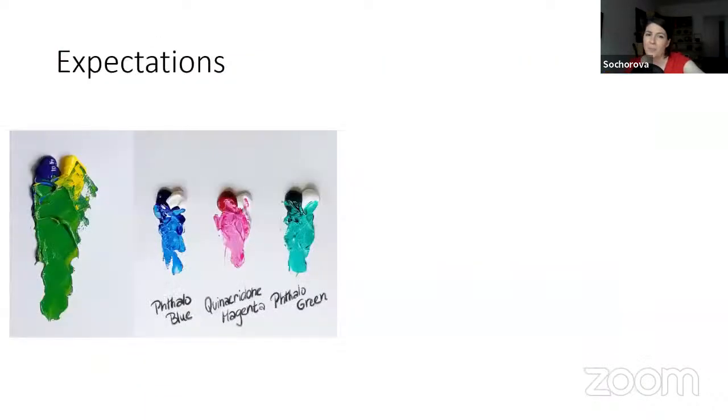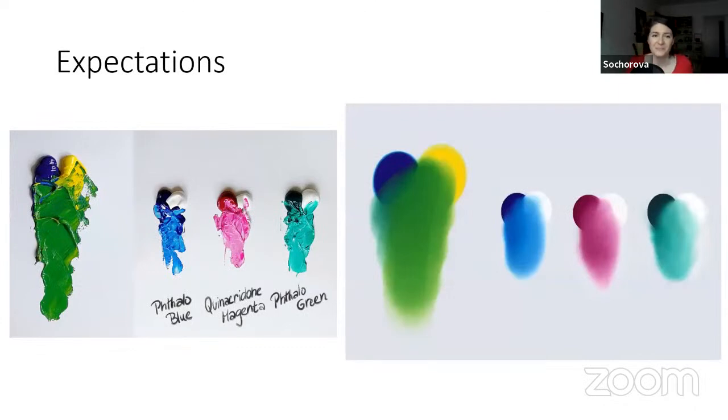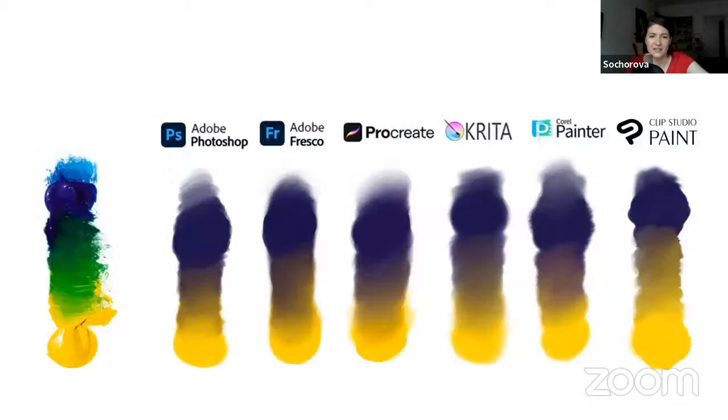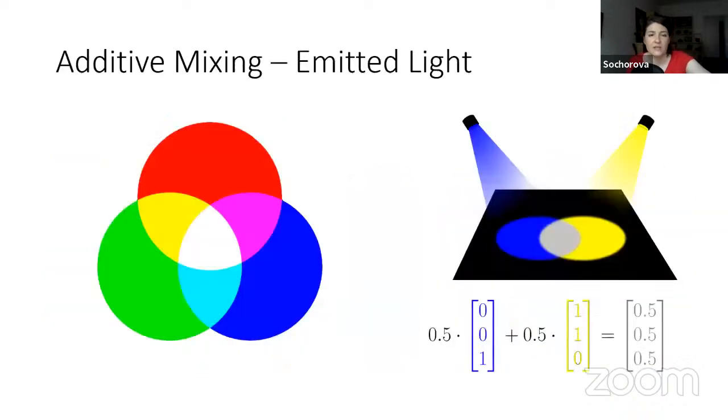So we might expect color in painting software to behave the same way, right? Something like this. Well, they don't. None of the widely used professional painting software treats colors as pigments. So what happens to color in painting software instead? Generally, and there are some exceptions, but generally they treat color as light and mix it additively in RGB.